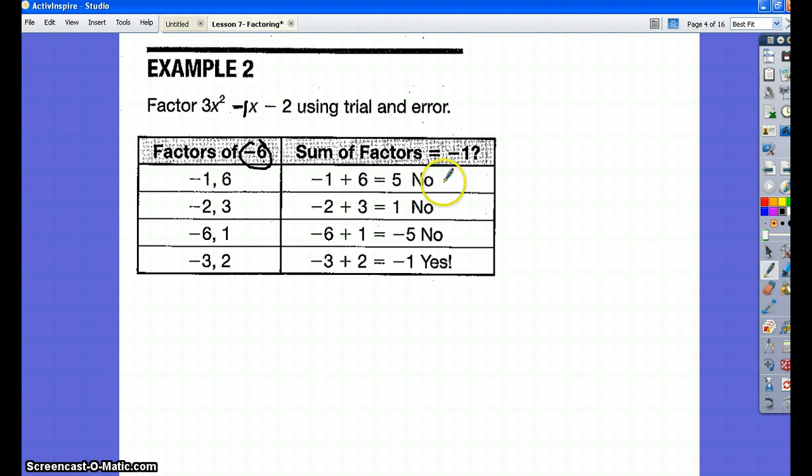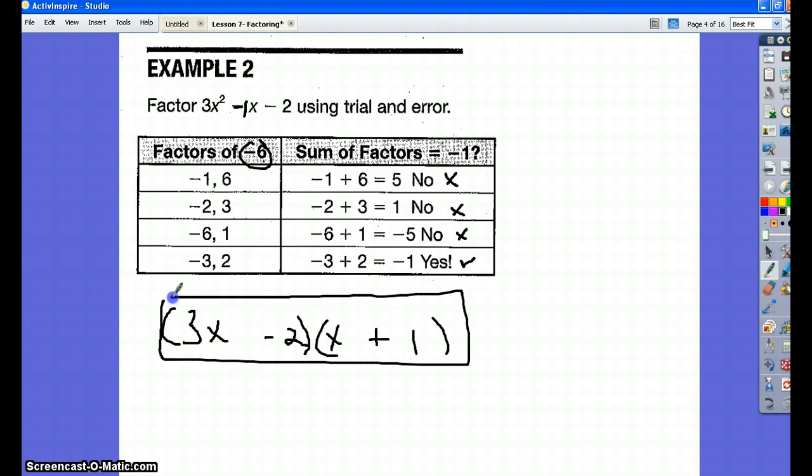So negative 1 plus 6 is 5, so no. Negative 2 plus 3 is a positive 1, so no. Negative 6 plus 1 is negative 5, so no. Negative 3 plus 2 is a yes. So, therefore, what does that mean? That means that these factors are going to be a negative 3. So then when we were finally to put this together, we'd say 3x and 1x, so 3x. Then we would say a negative 2 here, a positive 1 here. If we were to FOIL that back out, we would get the original problem.